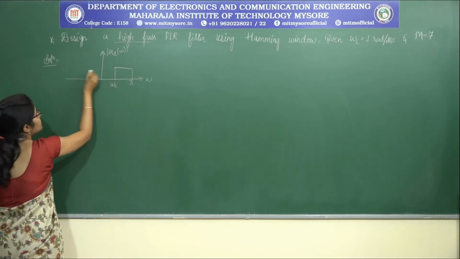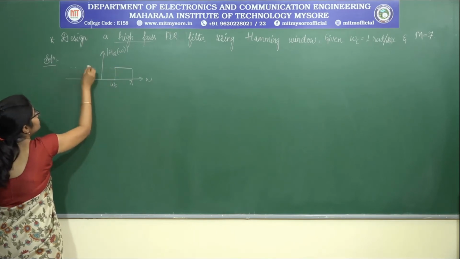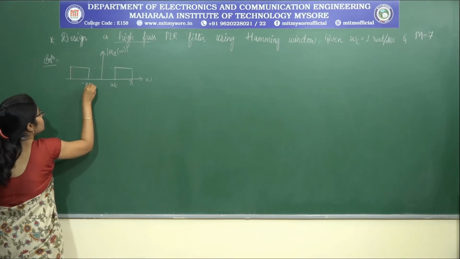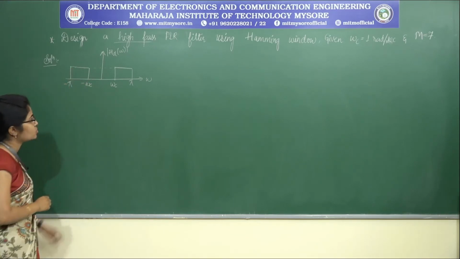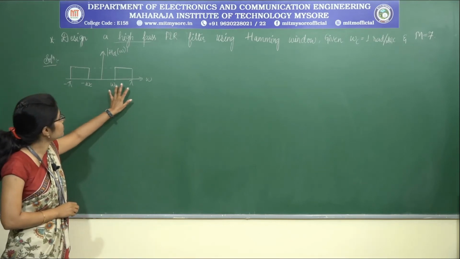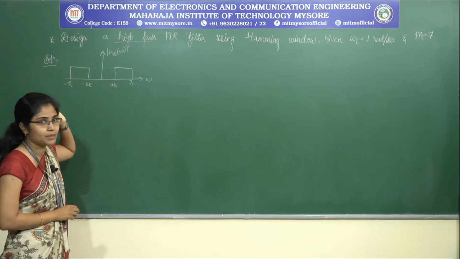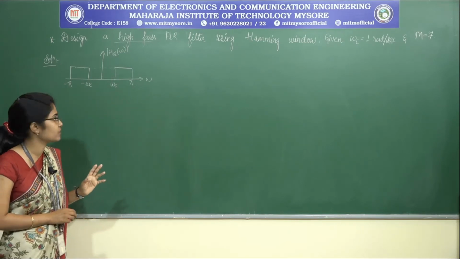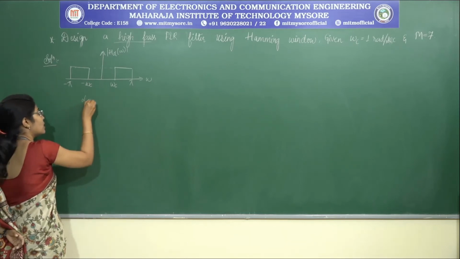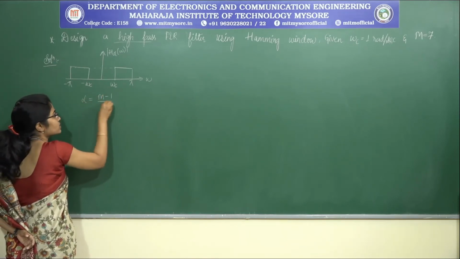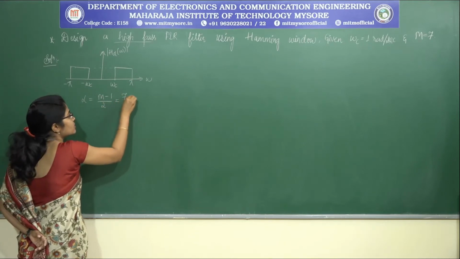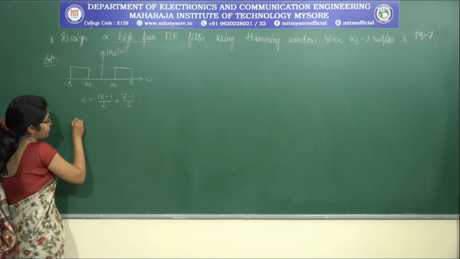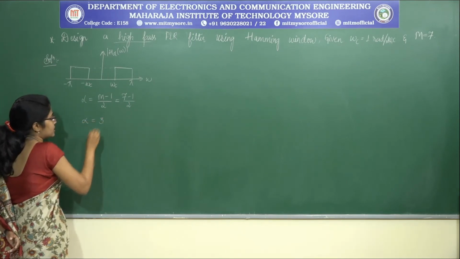If I take the mirror image of this, minus omega c to pi. So it should pass the frequencies from plus omega c to pi. That is nothing but a high pass filter, and the value of omega c which they have given is 1 and the value of m which they have given is 7. If I find the value of alpha, we know alpha is equal to (m minus 1) divided by 2. So this is (7 minus 1) by 2, 7 minus 1 is 6, 6 by 2 is 3. Therefore, the value of alpha is equal to 3.